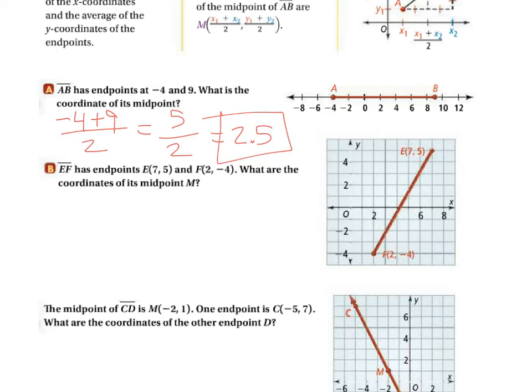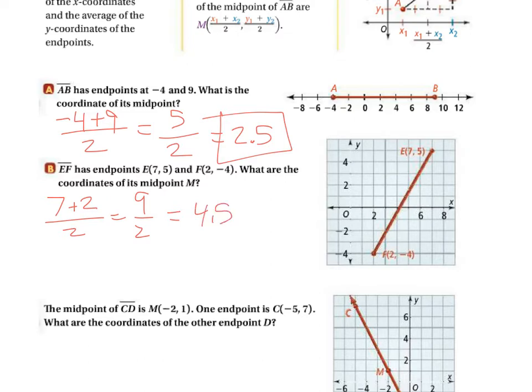So if we look at our second example, now we're on the coordinate plane. It says that segment EF has endpoints 7, 5, so that is way up here, and then also at 2, -4, that's right down there. The midpoint is going to be somewhere in this general area, and to find that actual midpoint, we just need to take the average of both. So let's start with the x value. So we have a 7, and we have a 2. We're going to take the average, so we divide by 2. That gets us 9 over 2, which is 4.5.